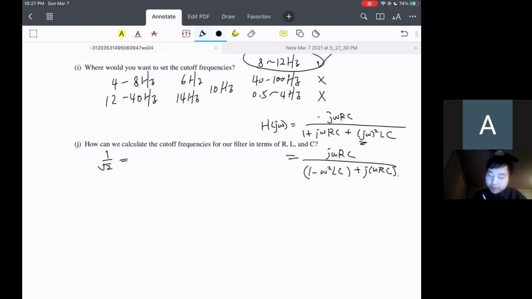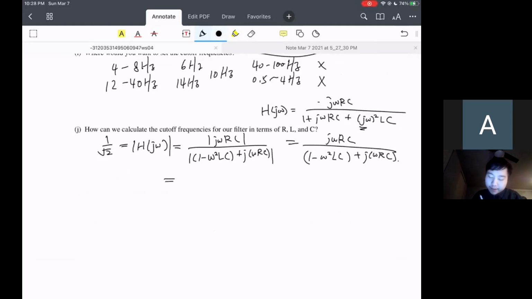Okay, so the cutoff frequency is the frequency at which the magnitude of the transfer function takes on the value of 1 over root 2. As we know, the magnitude of a quotient is just the quotient of the magnitudes, and that is going to be equal to the magnitude of j omega RC over the magnitude of 1 minus omega squared LC plus j omega RC. And that's just going to be equal to omega RC over the square root of (1 minus omega squared LC) squared plus (omega RC) squared.